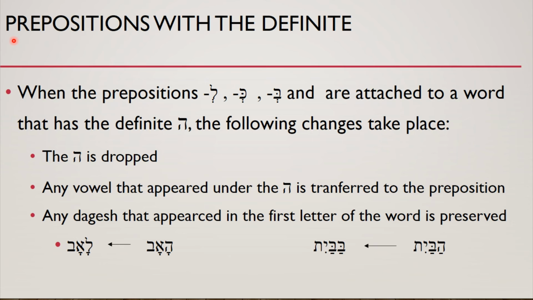So what happens when we deal with prepositions that are attached to words that are definite? Or I should say they're attached with a definite hey. So when the prepositions la, ka, or ba are attached to a word that has the definite hey, the following changes take place. First off, the hey is dropped at the beginning of that word, and any vowel that appeared under the hey is transferred to the preposition, and that's a typo.